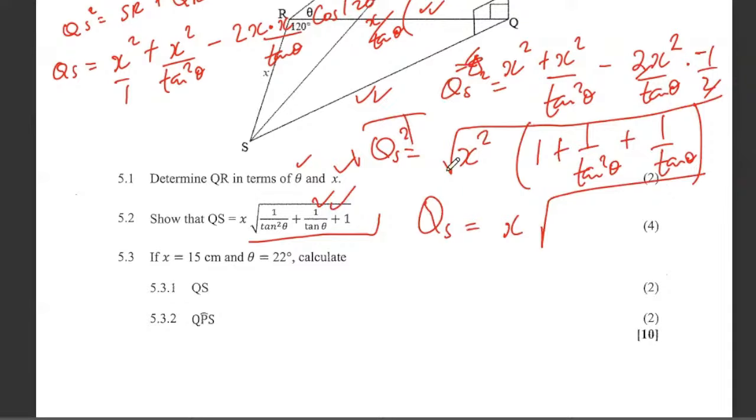Then if x is 15 and theta is 22, calculate the size of QS. So just substitute. When I substitute that, it's going to be 15 into the root of 1 over the tan of 22 squared plus 1 over tan of 22 plus 1. Okay.